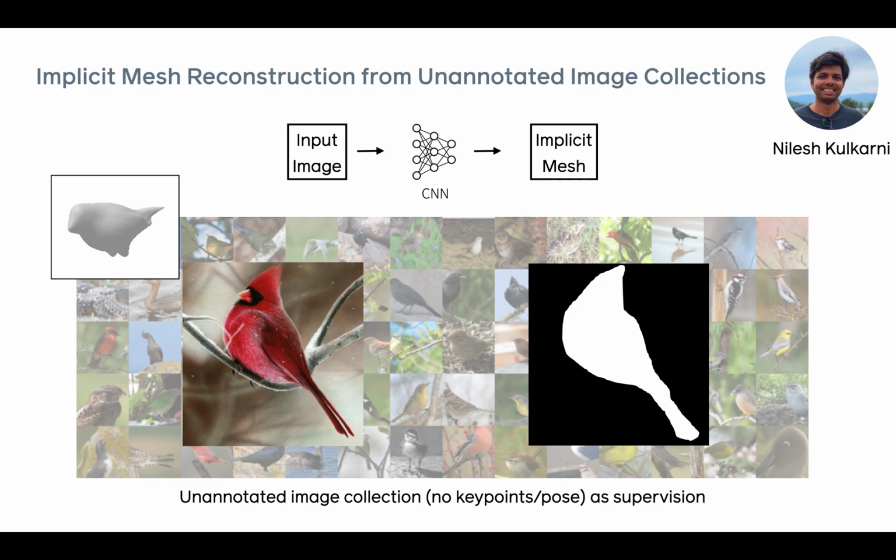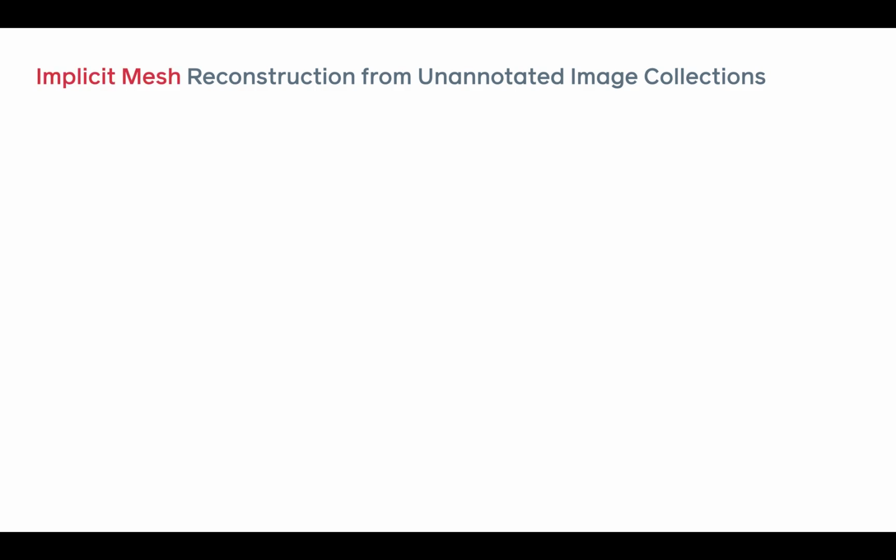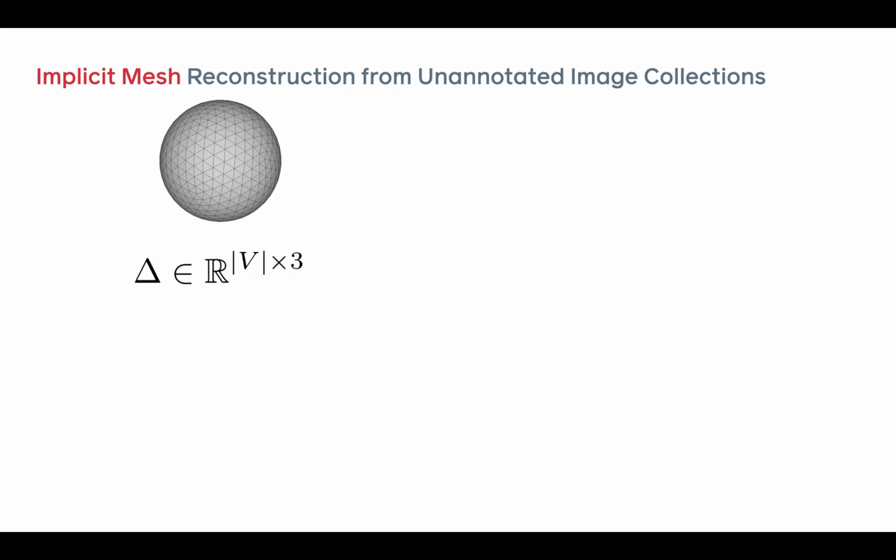In addition, though, what we use is a single template shape per category. So for birds, we have this single template shape available, or for a different category such as horses, we again have a single template shape available that additionally guides learning. Before going into the approach, I want to just clarify what I mean by this implicit mesh as opposed to an explicit mesh. An explicit mesh representation starts with a fixed mesh, such as this sphere shown here, and it parameterizes any mesh as a deformation of all of the vertices in the original mesh.